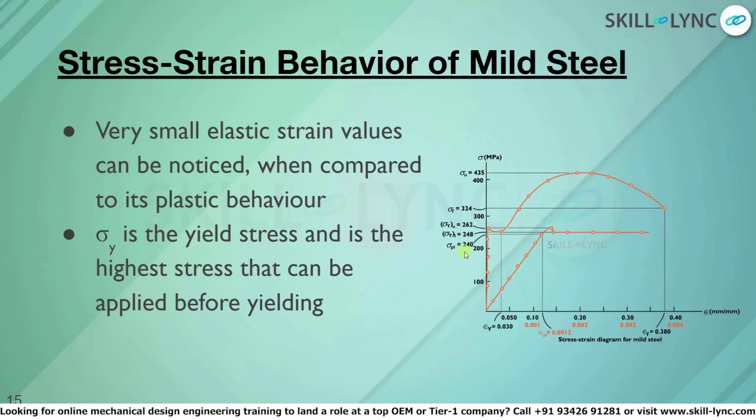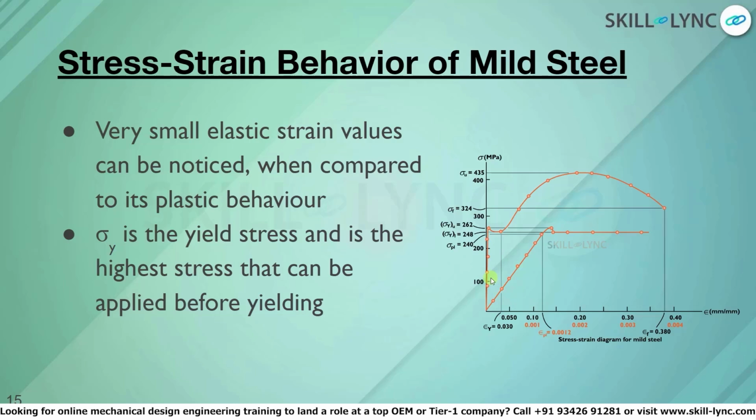Here again, if you can see, sigma PL, which is the proportionality limit, comes under 240, and then sigma Y, which is our yield limit, comes under 262. So we can say that very small elastic strain values can be noticed when compared to its plastic behavior. In the plastic behavior, it can go up to 0.380, while below the yielding limit, it is below 0.030. There is a lot of difference between the plastic and elastic region when it comes to strain.